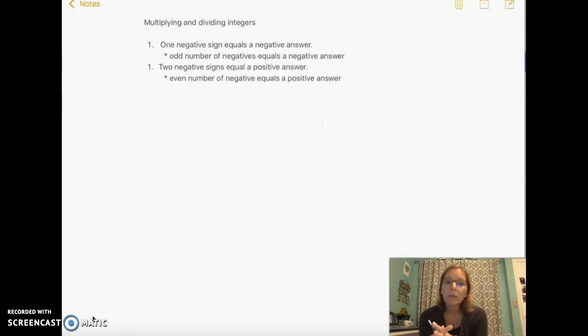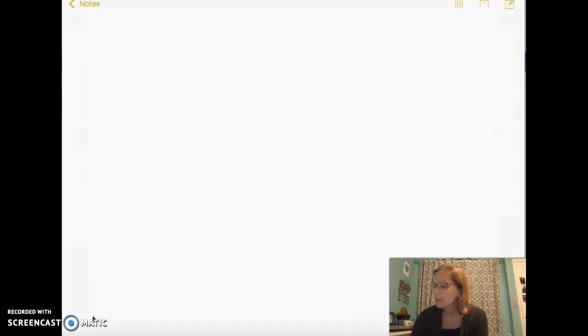Rule number 2 is that two negative signs equal a positive answer. So another rule under that one is if you have an even number of negative signs, it's always going to be a positive answer. Two negative signs, positive answer. Four negative signs, positive answer. So let's do some examples.